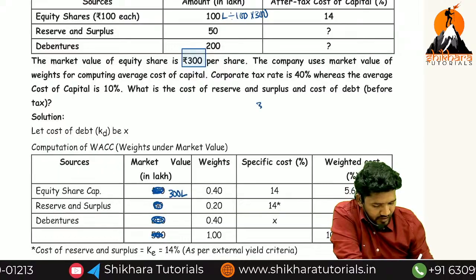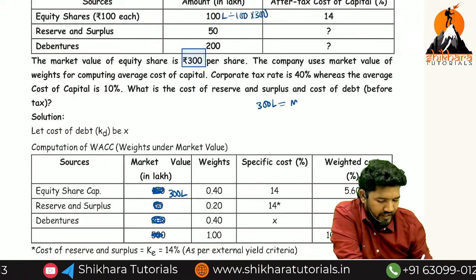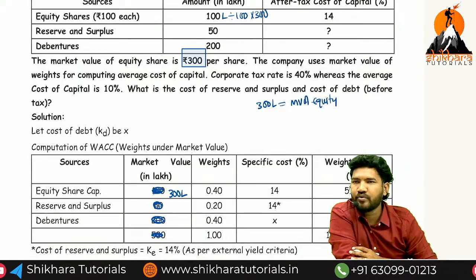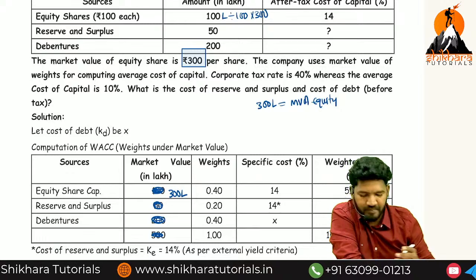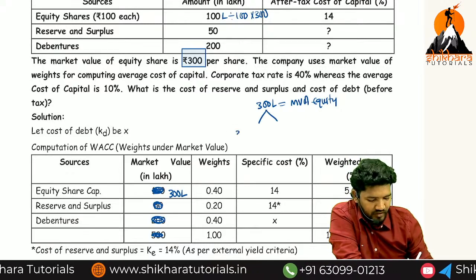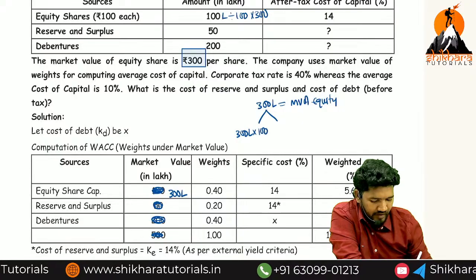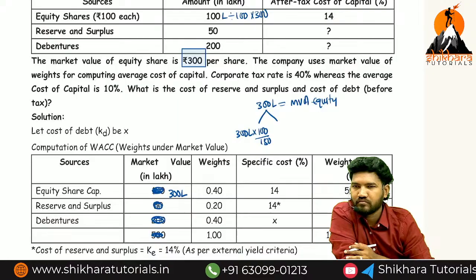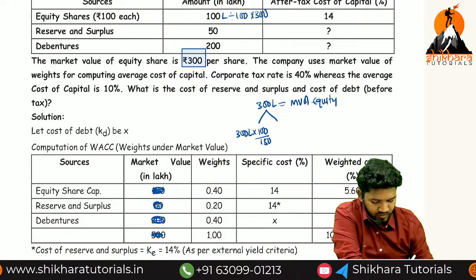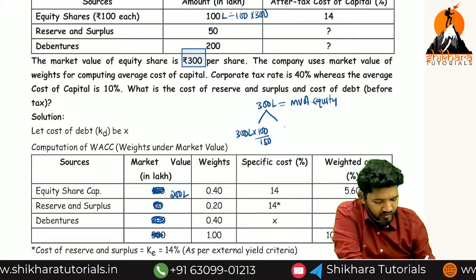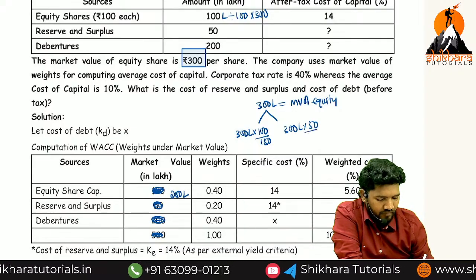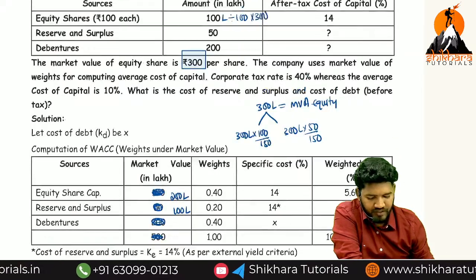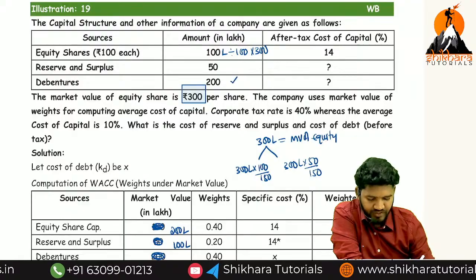Now, this 300 lakh is known as what? Market value of equity share capital or equity? I need to use the concept of splitter. Now please split it. 300 lakhs into 100 divided by 150. Yeah? How much, Nana? 200 lakhs. 300 lakhs into 50 divided by 150. Yeah? 100 lakhs.